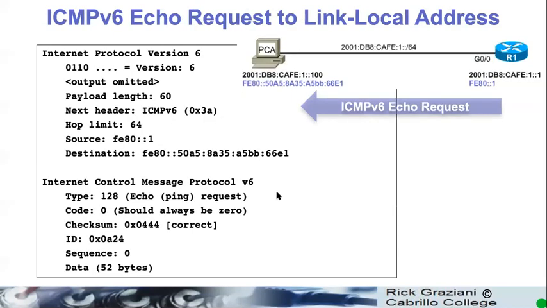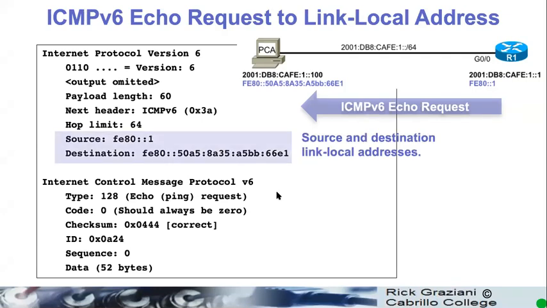Looking at it from Wireshark, again, we see the source and destination. Notice when the destination is a link local address, the source is also a link local address, so it's sourced from the link local address of the router. We can see there the type 128, code 0. And by the way, there's our ID field and the sequence number.